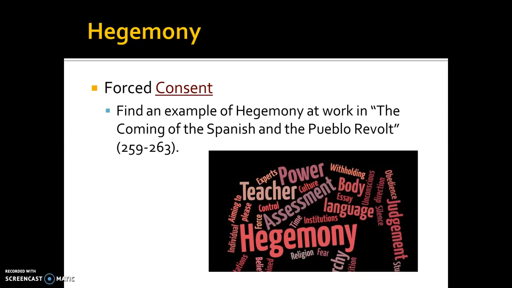It does a much better job explaining the concept than I do, but one of the things I would have y'all look for in class, as a mini assignment, is an example of cultural hegemony at work in the coming of the Spanish and the Pueblo Revolt. So it's not all violence used to control people in those situations. You might want to take note of that for later. It gives you something to talk about on the discussion board, or maybe on the test.